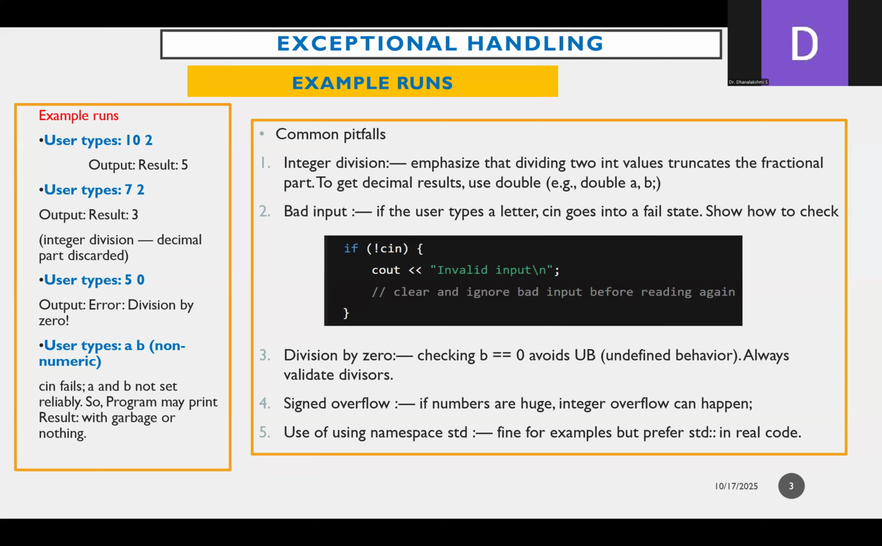And if the numbers are huge, certainly there's a chance for integer overflow. For example, let us say we are going to store 2 billion, and we are going to multiply by 2, and store it in a 32-bit int. So naturally it overflows. C++ does not guarantee behavior for signed overflow, so it's undefined there. To avoid this, we have to use larger data types, like long or unsigned long, or check ranges before performing arithmetic. So this could be the way to avoid it.